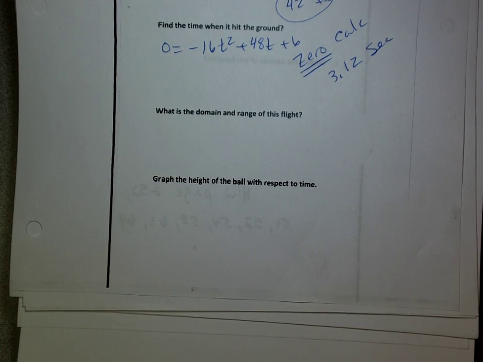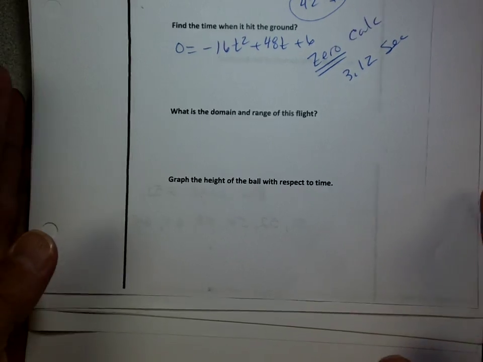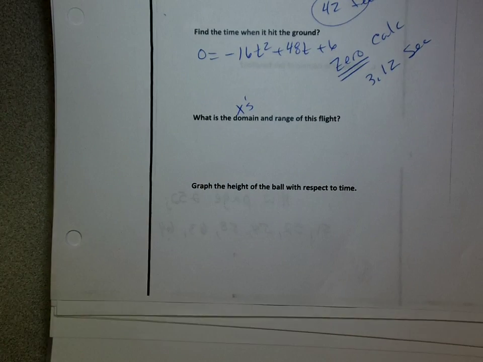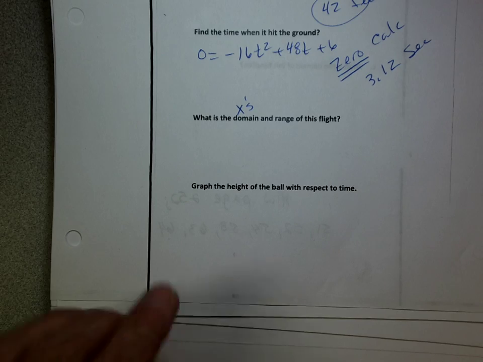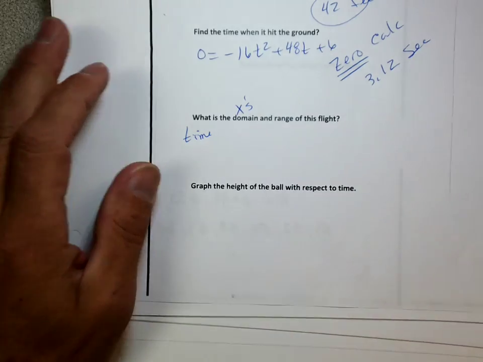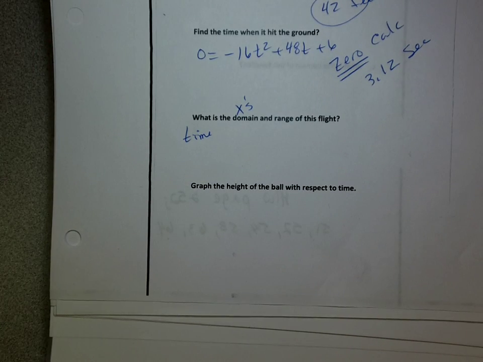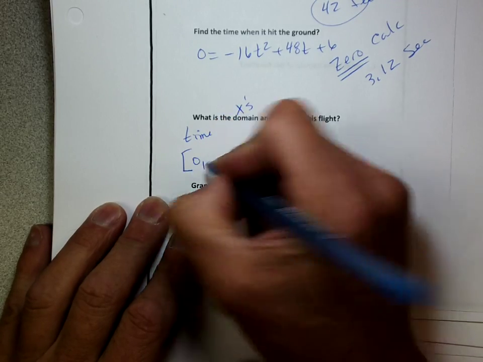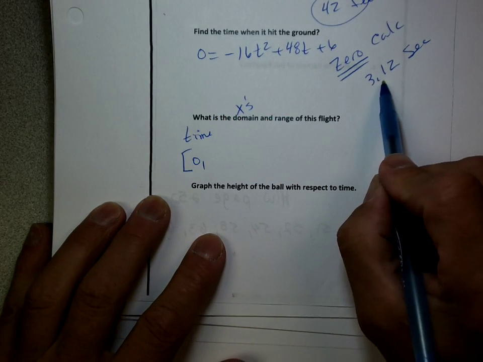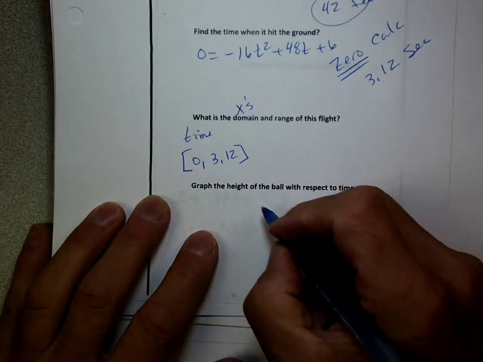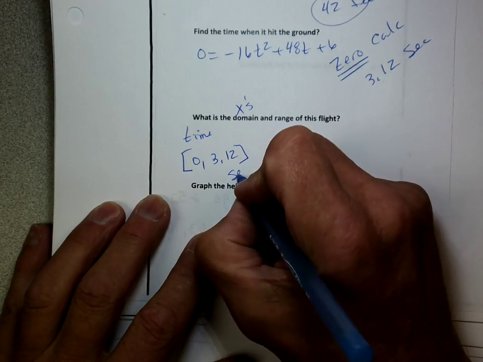Domain and range. Well, this is a really good question. The domain is normally our x values, right? But the problem is that this problem has nothing to do with x's, it has to do with time. So the domain really has to do with time. Well, let's think about it. It's the time that the ball is in the air. So the ball is in the air from 0 to when it hits the ground at 3.12 seconds. That's my domain.